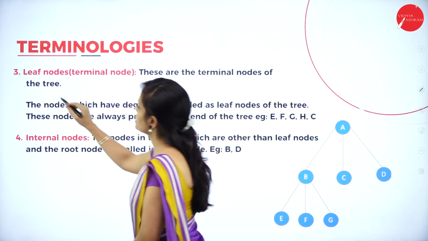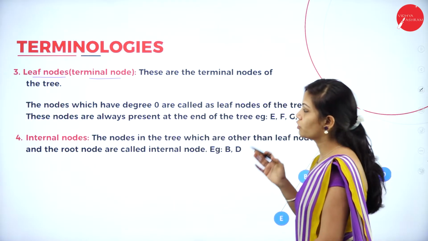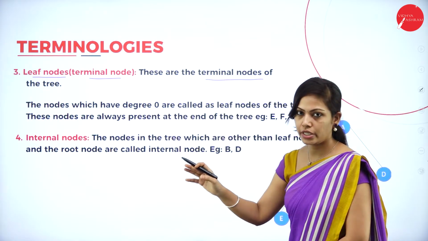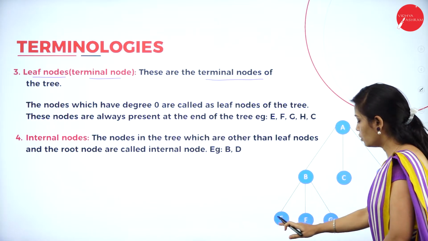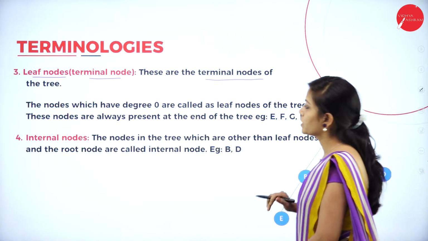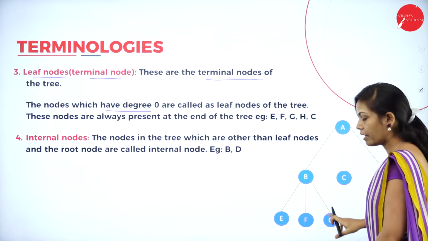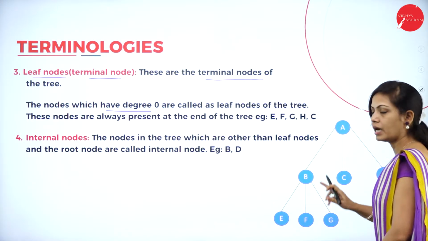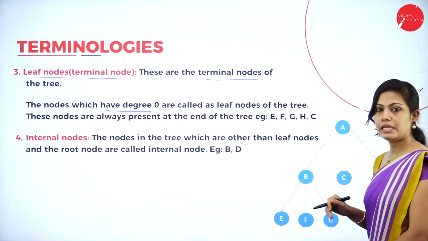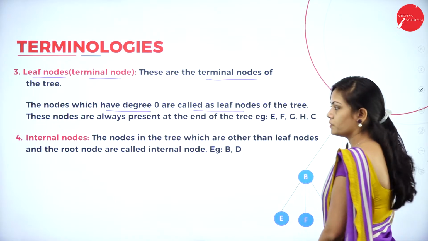And the next terminology is leaf nodes, which are also called terminal nodes. And what is the definition of this? Leaf nodes are the terminal nodes of the tree. So now this is called a leaf node. These are the nodes which have degree 0. Already I told you that nodes which have degree 0, that means E, F, G, are not connected to any other edges. So they have degree 0, and that is called a leaf node. So the nodes which have degree 0 are called leaf nodes of the tree.